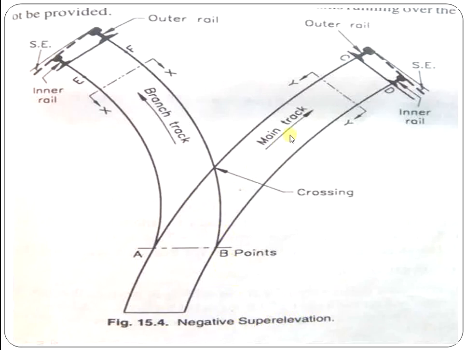Here we see that in the main track the outer rail is higher than the inner rail, but this is the opposite in the branch line. The outer rail is lower than the inner rail. That is the meaning of negative superelevation or negative cant.